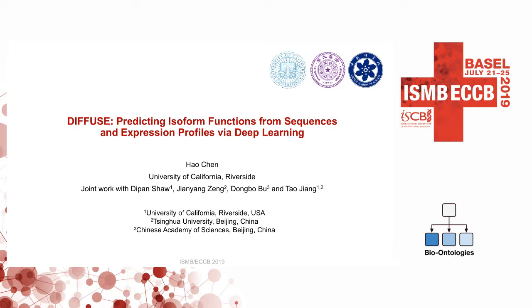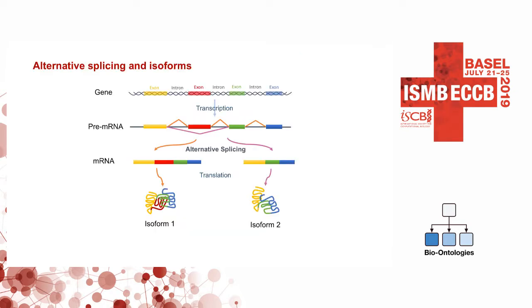Thank you. Okay. Hello, everyone. I'm Hao. I'm a PhD student in Professor Tao Jiang's lab at the University of California, Riverside. I will be presenting our paper on DIFFUSE, which is a deep learning-based method for predicting isoform functions from their sequences and expression profiles.